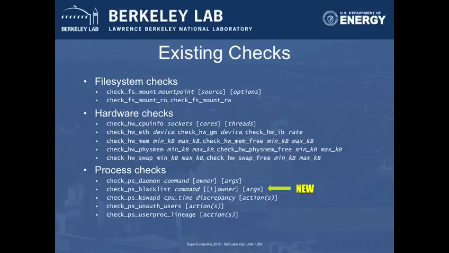So as you can see, we have a large number of existing checks. I'm not going to go through all of them. I did want to call out the one new one for blacklisting a particular command. You can specify the name of the command and any arguments, and you can specify an optional owner. And with this one, you can actually negate that. So I mentioned earlier, you might want to check for SSHD processes that are owned by a user rather than root. And using that exclamation mark root is how you would do that.